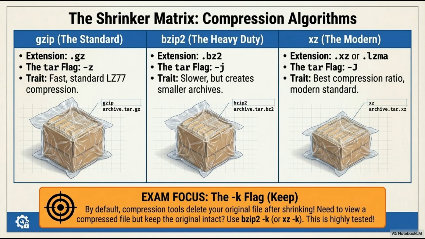So I have to ask, if xz is objectively the best, why are we still wasting time memorizing gzip and bzip2? Well, it's all about resource trade-offs, and really understanding the math beneath the surface. gzip uses an older algorithm called LZ77. Which does what, exactly? It basically acts like a sliding window, finding repeated words and replacing them with a tiny reference pointer. It's incredibly fast and uses almost zero RAM.